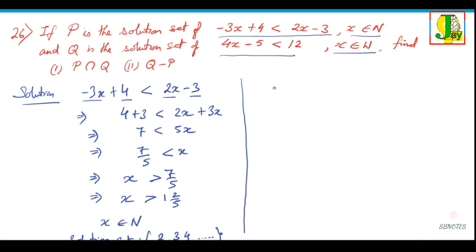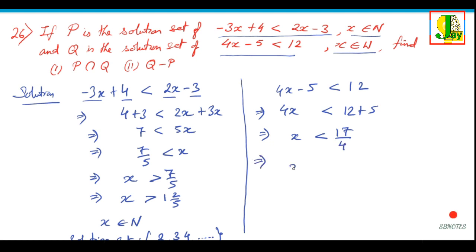We have 4x minus 5 less than 12. 4x less than 12, minus 5 goes that side, so we have 12 plus 5. X is less than 17 by 4, and that's x less than 4 1/4. Okay, now here x belongs to W, that means whole numbers, and x is less than 4 1/4.